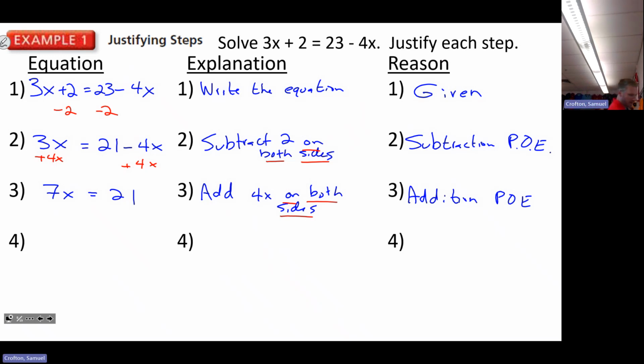All right, basically there. Last step, we already know what to do. We're going to divide by 7 on both sides. When I do that, I'm left with x equals 3. And don't think, oh, I'm done, I got my answer. No, remember, continue. It's about your second and third columns, really.